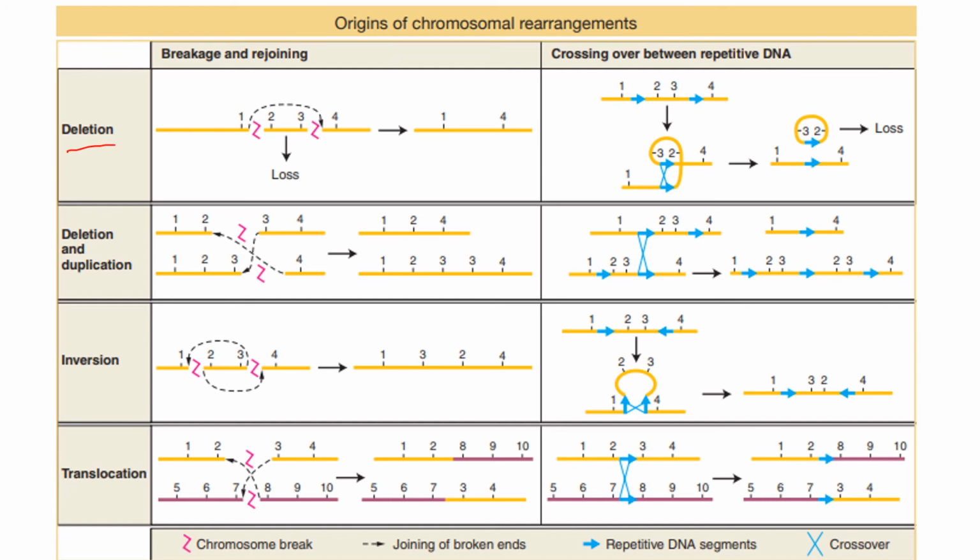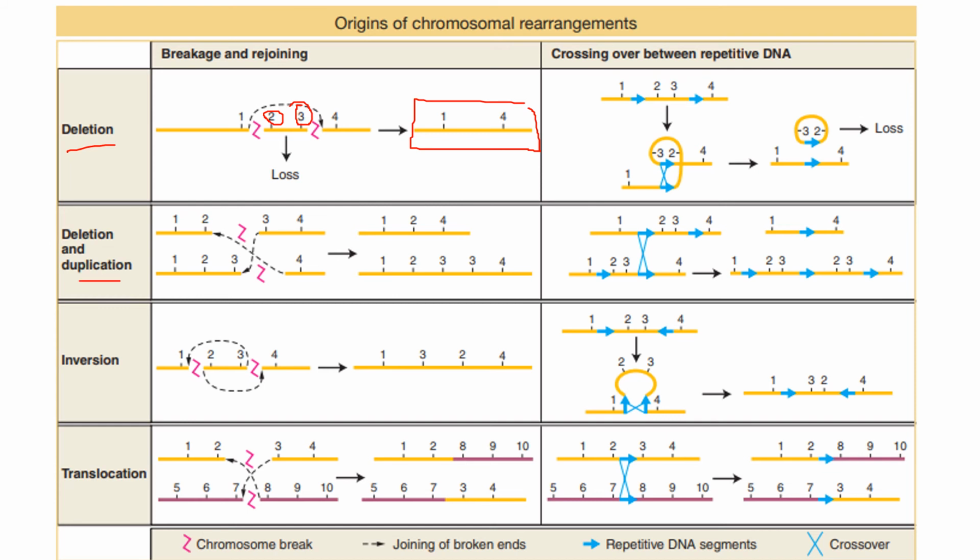During deletion, one, two, or more segments of the DNA are lost or deleted. Let us take, for example, segments 2 and 3 being deleted. As a result, in the DNA strand, only segments 1 and 4 remain.